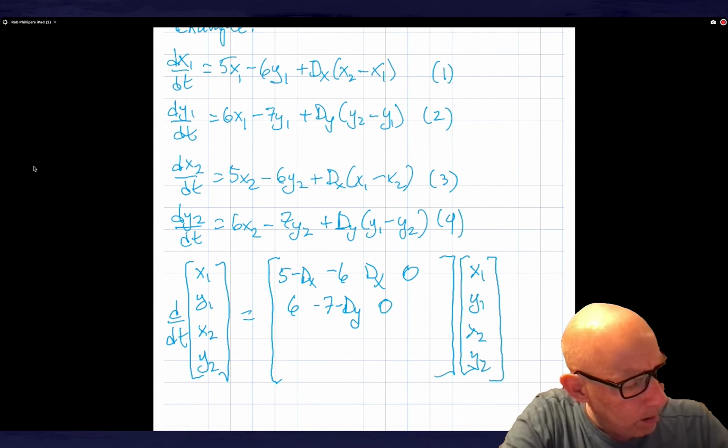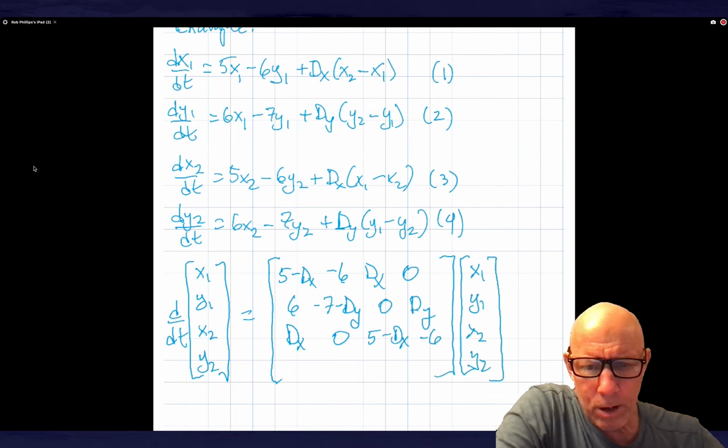And then on the next level, I have a dx on the x1 position. I have 0 in the next position. For x2, I get 5 minus dx. And finally, for y2, I get minus 6.